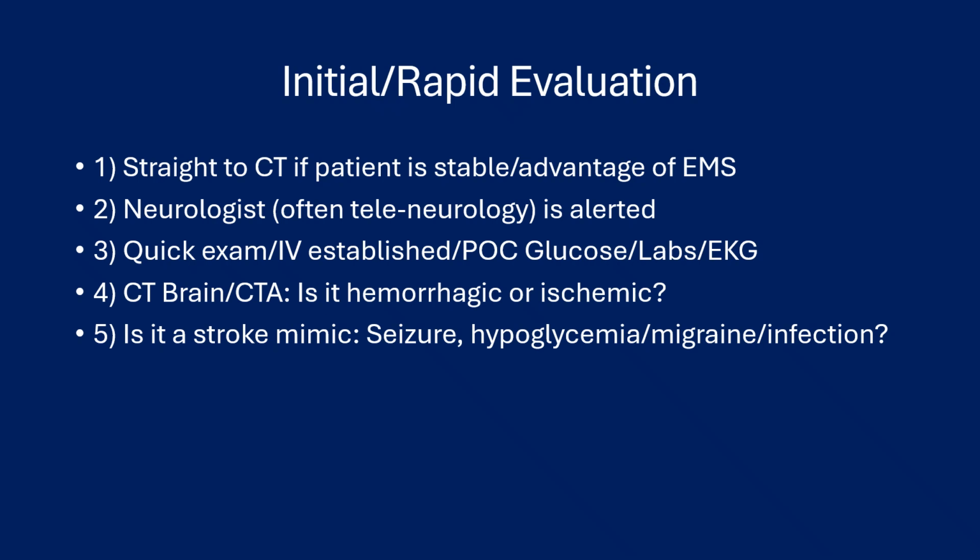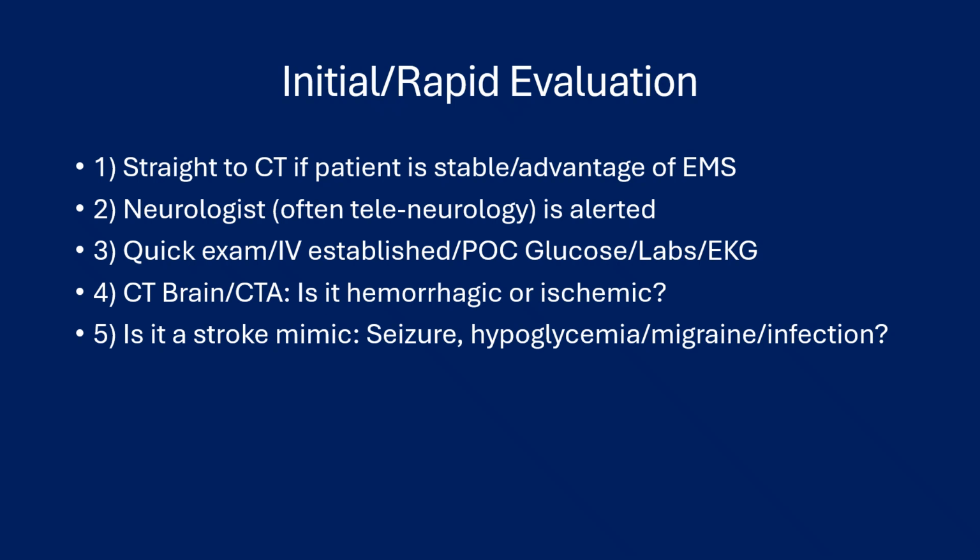Neurologist: for a lot of facilities, and especially smaller rural hospitals, that's usually going to be a teleneurologist. This is someone who is going to actually examine the patient through a camera in the room. So the neurologist will often be alerted even before the CT result is known, even before the patient leaves CT to go to their exam room. Obviously, a very quick exam, IV established, point-of-care glucose, labs, EKG. CT of the brain and a CTA. CTA just stands for CT angiogram. This is looking at the vessels in the neck, looking for large vessel occlusions.